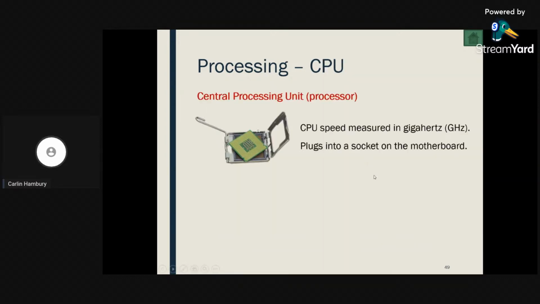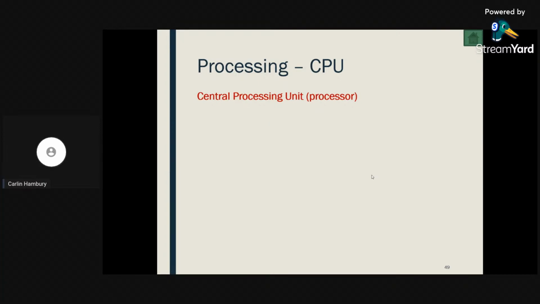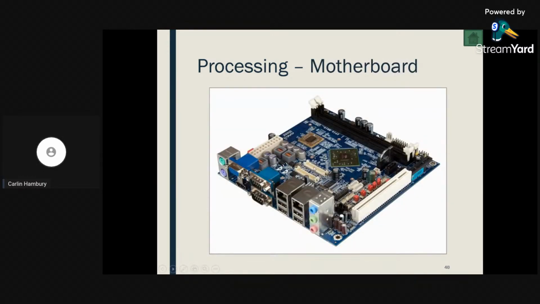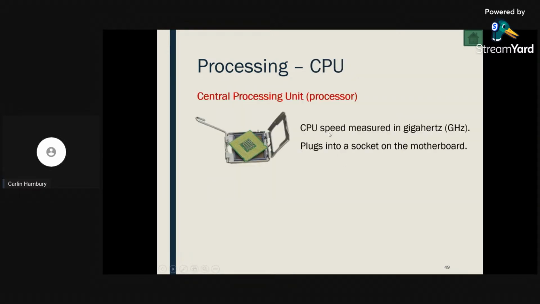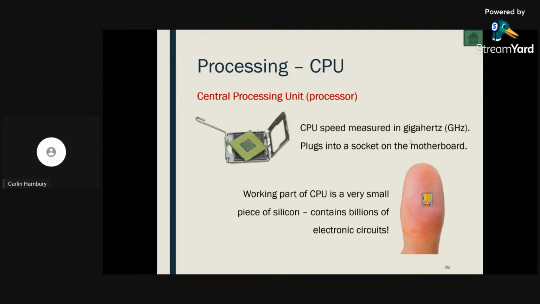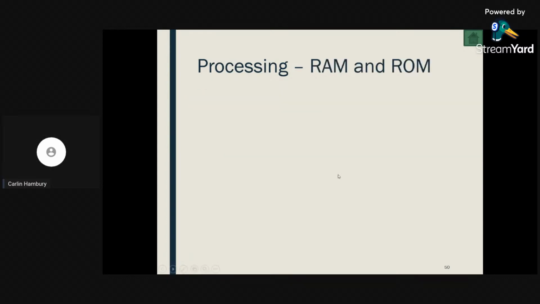Okay, then we've got our CPU. We know what our CPU stands for. It's our central processing unit. It plugs into the motherboard. So that socket over there on the motherboard, it plugs into that. The CPU speed is measured in gigahertz. Okay, important to know. But the working part of the CPU there in the middle is actually a very small piece of silicon containing billions of electronic circuits. Okay, so that's what our CPU is. But if they ask you, what does the CPU do? Well, it performs all the mathematical instructions needed for your PC to operate.